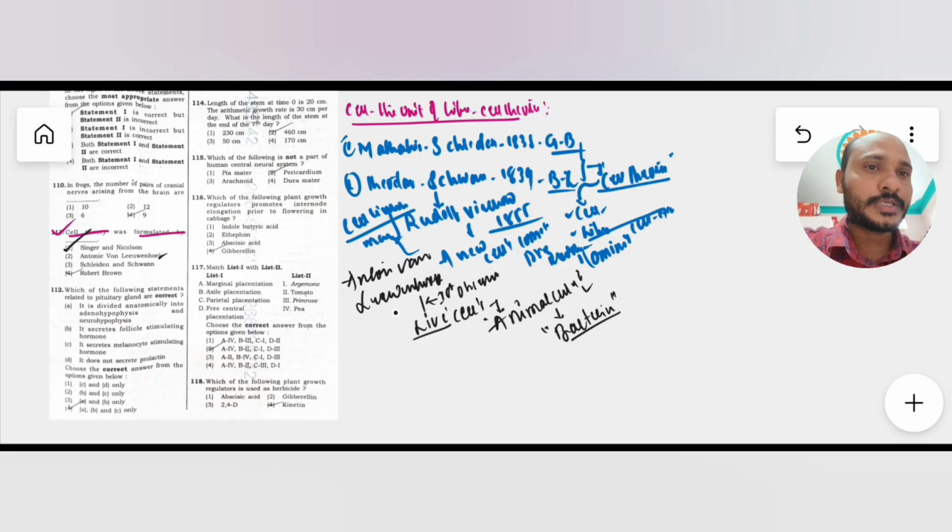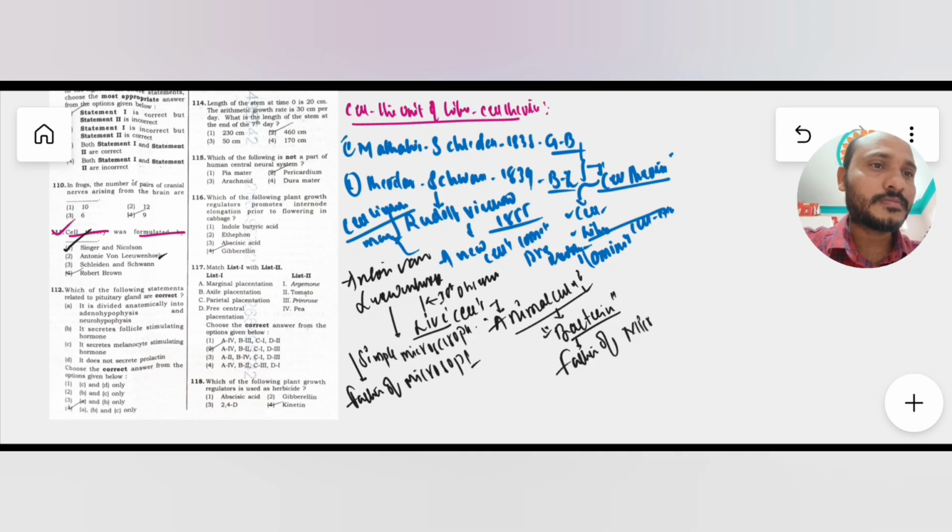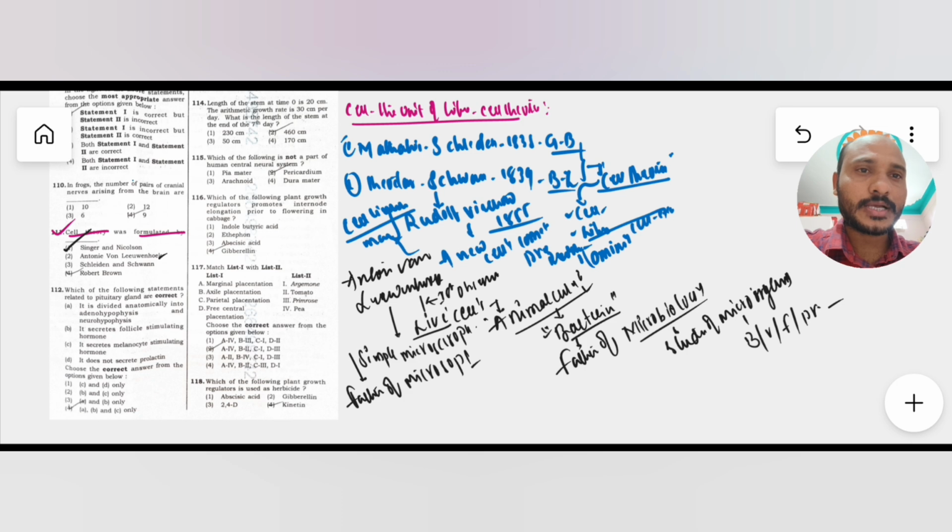Anton van Leeuwenhoek observed these animalcules under his own simple microscope, and he invented this simple microscope. Hence he was known as the father of microscope. Microbiology is the study of microorganisms, such as bacteria, virus, fungus, protozoa, and so on. So this is the contribution of Anton van Leeuwenhoek.